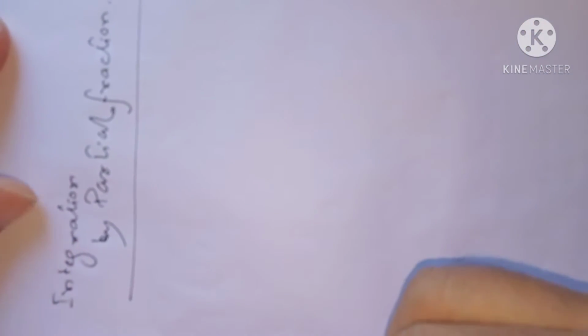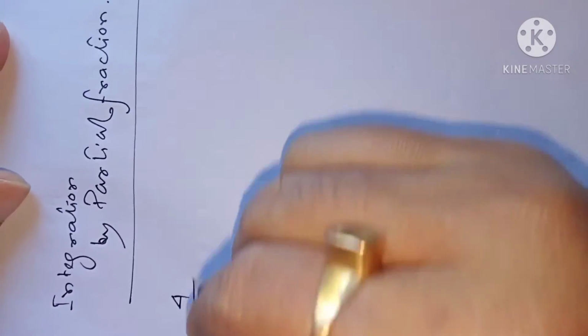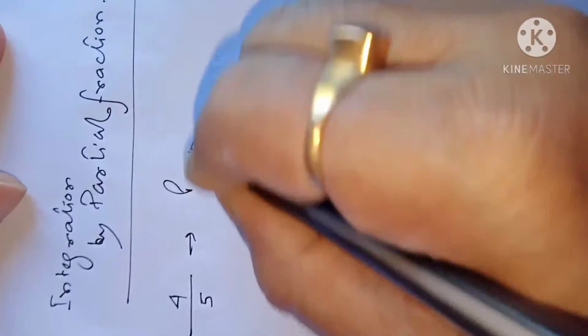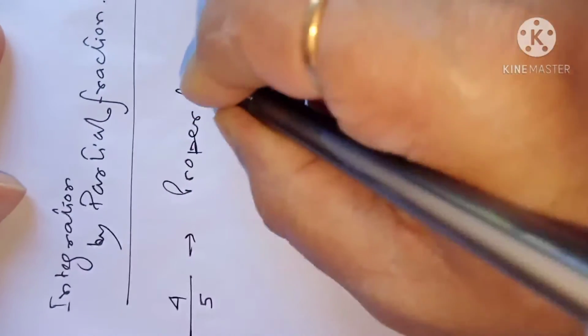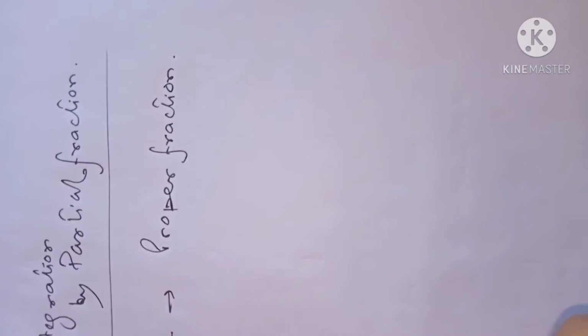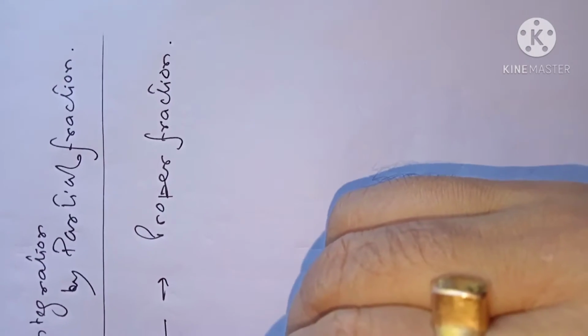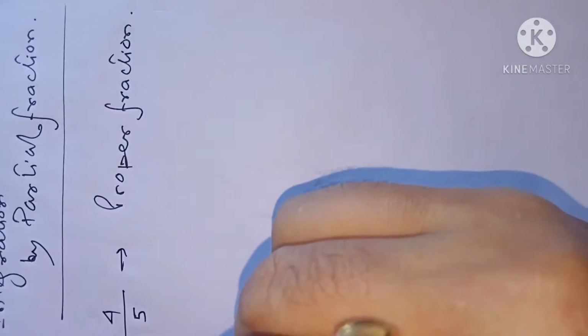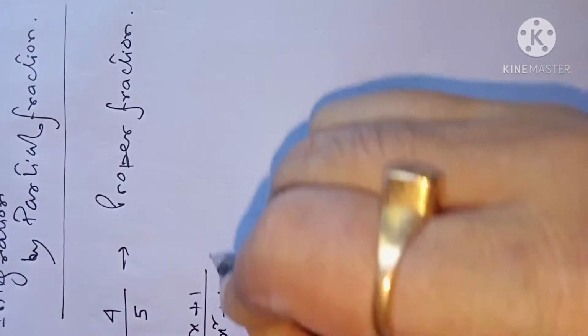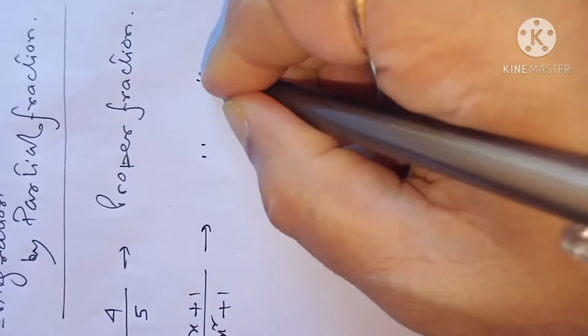Dear students, all of you know what is a proper fraction and what is an improper fraction. When the numerator is smaller than the denominator, we call it a proper fraction. Like that, in a rational expression also, when an algebraic expression is in rational form, suppose (x plus 1) by (x square plus 1) is there, then this is a proper fraction.